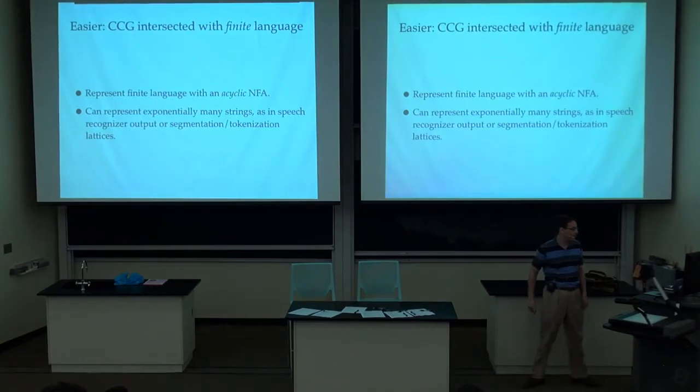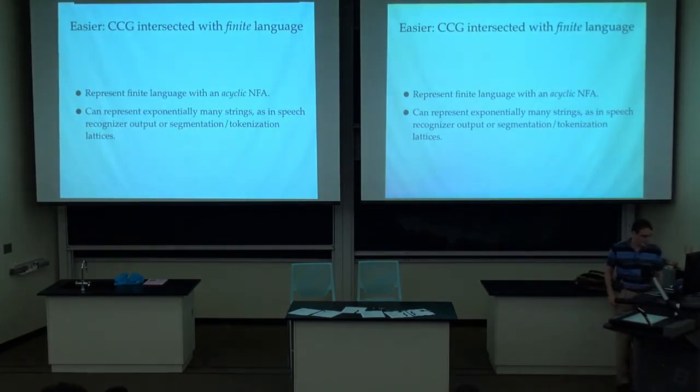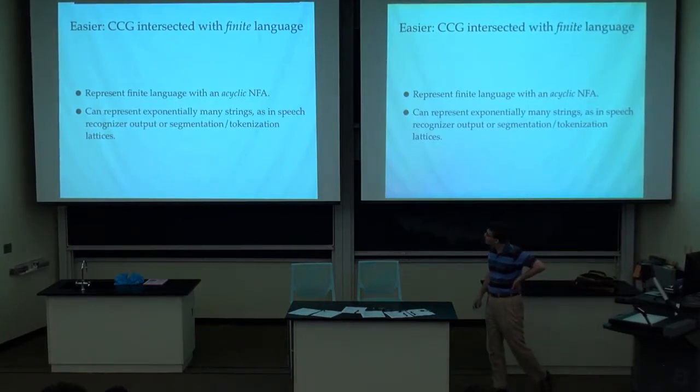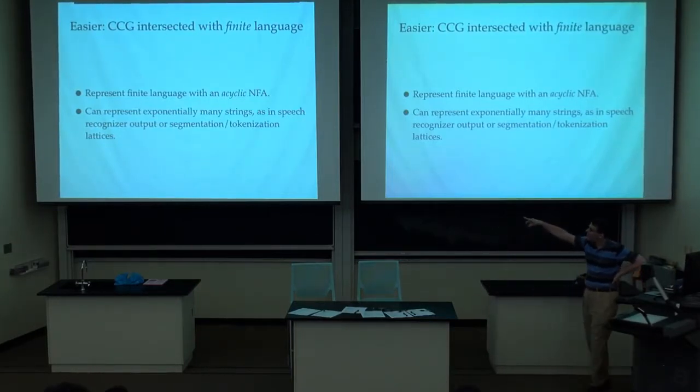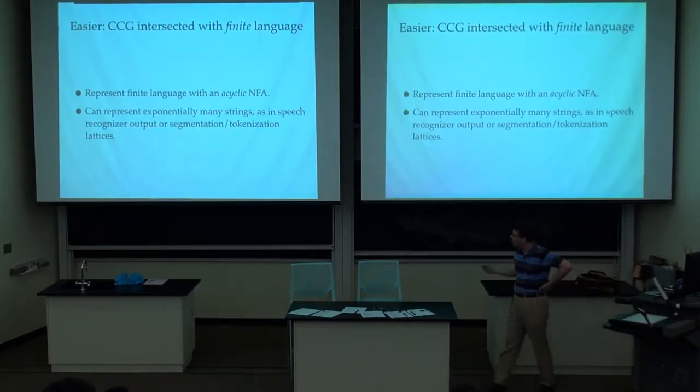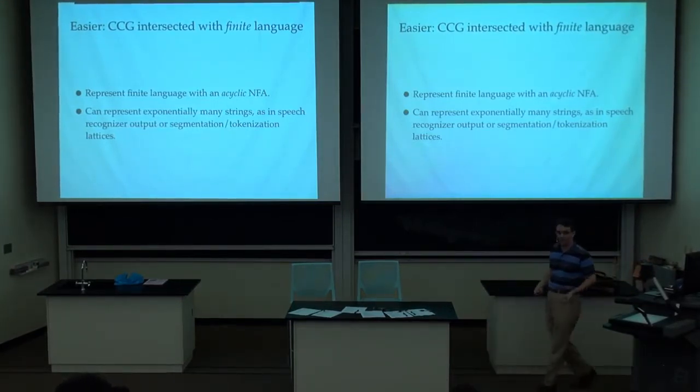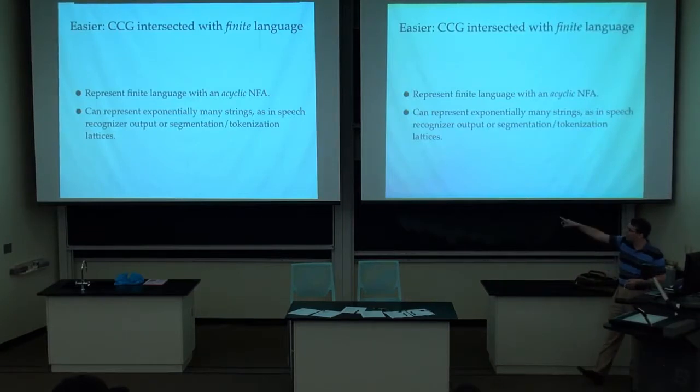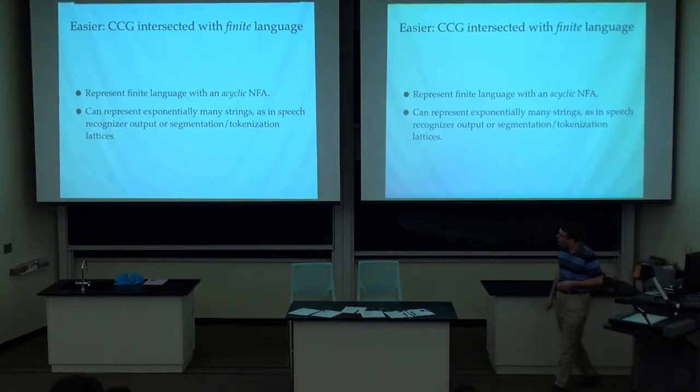So this, now we might be able to work with. We're going to represent the finite language with an acyclic, non-deterministic finite state automaton. And this can still represent exponentially many strings. So if you want to translate speech, or morphology lattices, or tokenization lattices, or whatever kinds of crazy things you care about, we can still work with this.